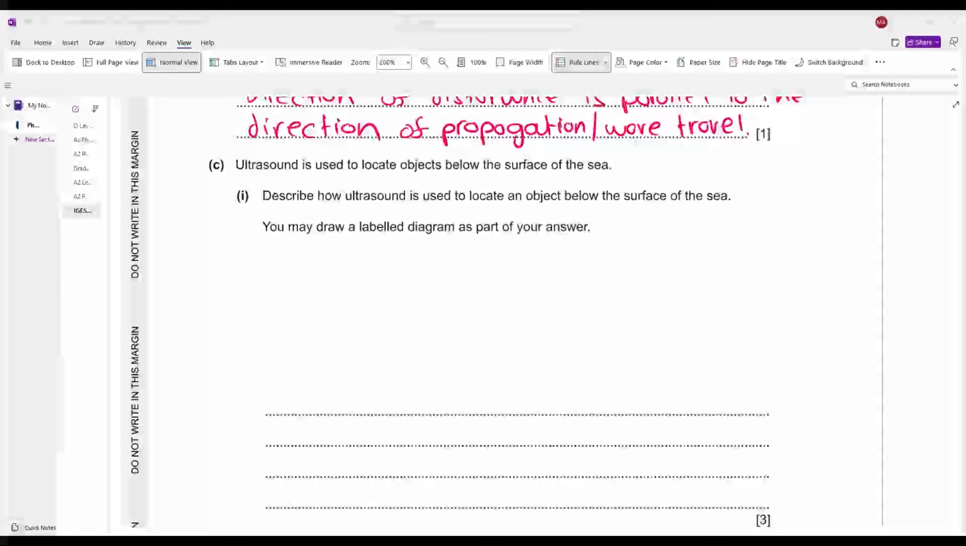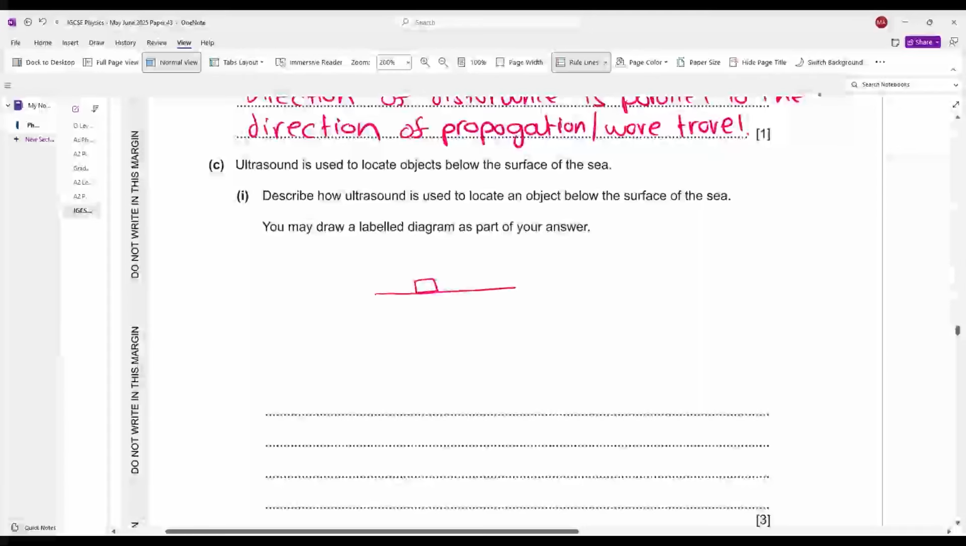Ultrasounds are sent into the sea like this. This is the ultrasound transmitter. Let's say this is a fish that we need to detect. This is an ultrasound receiver. Ultrasounds are transmitted to the fish. They hit the fish. They get reflected back to the receiver. You note down the time taken for this travel, divide the time by 2, multiply by the speed of ultrasound to get the distance, to get how much below the surface of the sea this object is located.